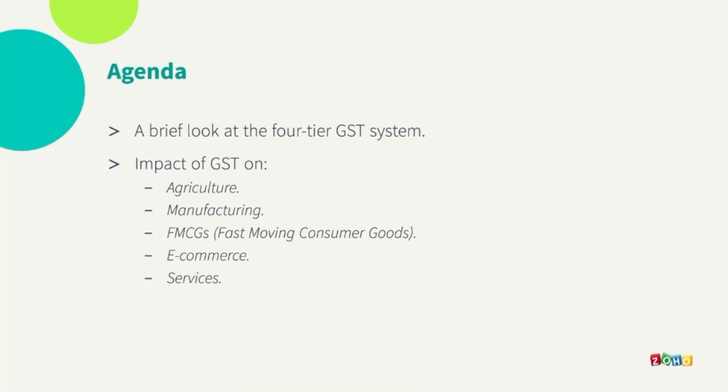So we will begin the session by taking a brief look at the four-tier tax system that the GST represents, followed by its impact on agriculture, manufacturing, FMCGs, e-commerce, and services. So these five industries actually play a pivotal role within the Indian economy. And so we thought, hey, why not capture the impact of GST on these five industries? And so here we are.